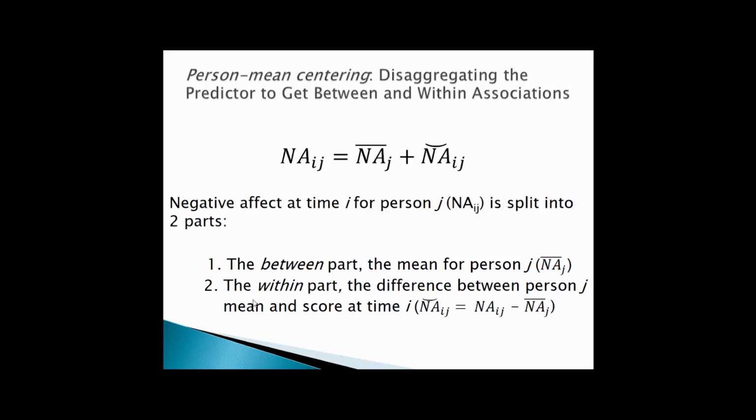And so we can think about negative affect at each time point, which is our predictor, as being a function of the mean for that person, so that's the NA bar for person J, plus the deviation of their current score from their mean at that time. So the between part is captured by the mean for person J. The within part is captured by that difference between their score at that moment and their mean.